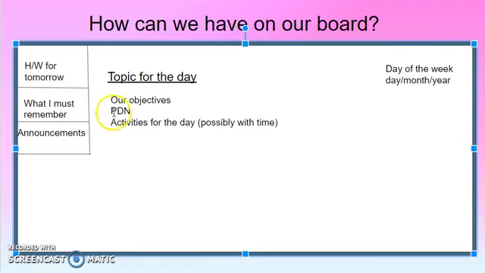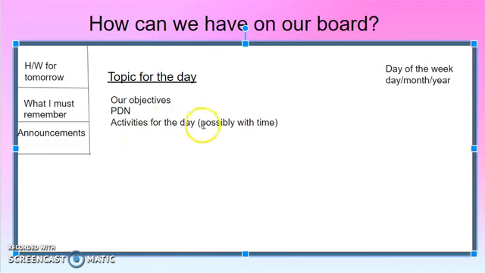What is your PDN? It's your please do now. When they enter the room, what do you want them to do? You want them to start cutting. You want them to take out their journal and start writing in their journal. You want them to take out their homework. Have a please do now. It can even be an activity as they enter the room. That's your PDN, your please do now.